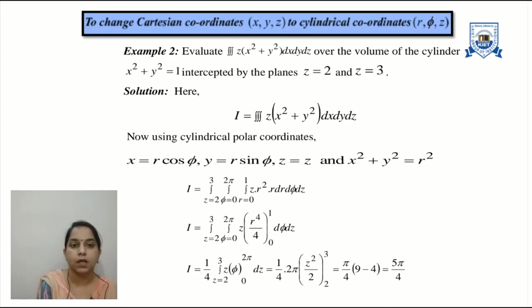Then we get 1 by 4 z, with z from 2 to 3. When we integrate this with respect to phi, we get phi with limits 0 to 2 pi. Now we integrate it with respect to z, and finally we get the value as 5 pi by 4. So this is an example of changing Cartesian coordinates to cylindrical coordinates. Using cylindrical coordinates, see how easy integration becomes. That's why I have told you that changing of variable is nothing but a technique or a tool that makes our multiple integration much easier.